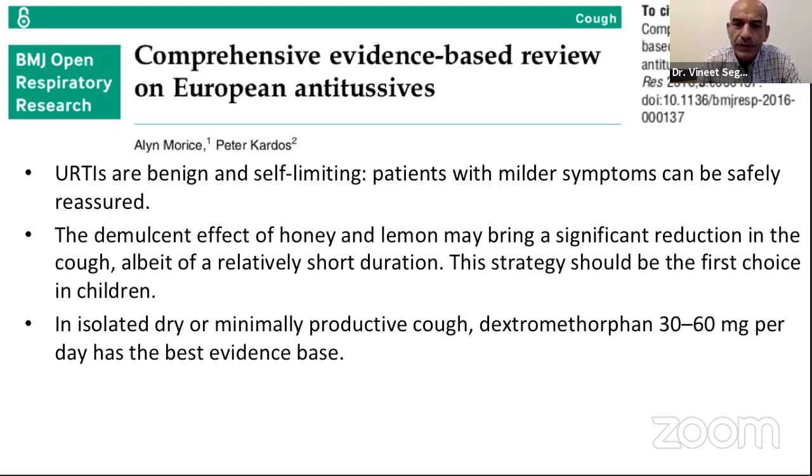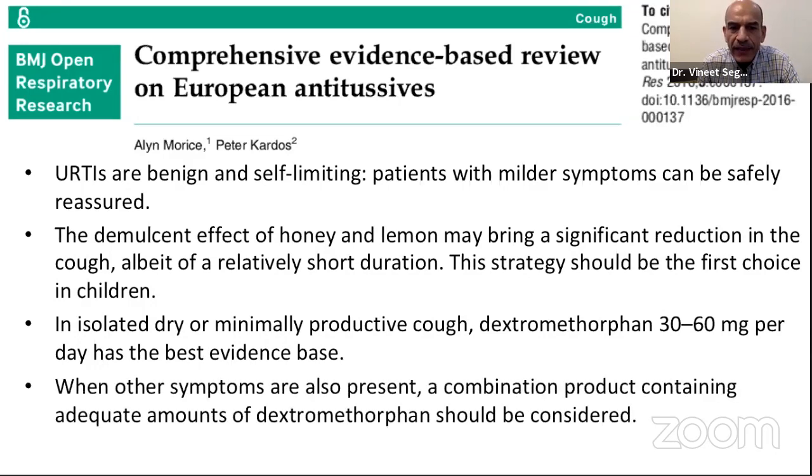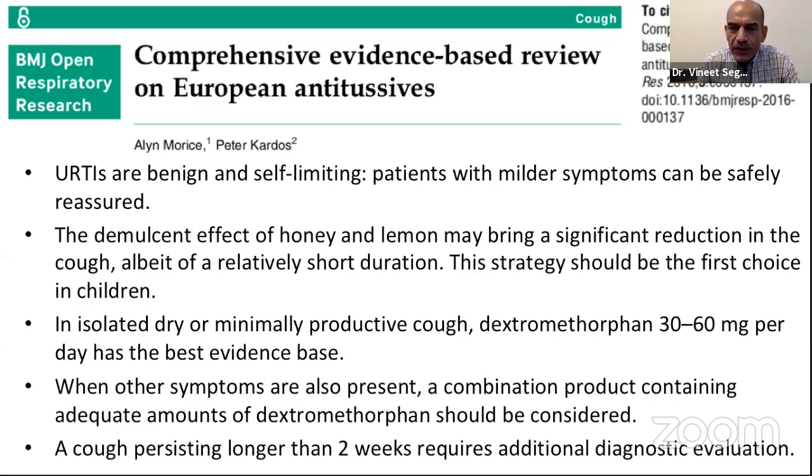They also went on to say that in isolated dry or minimally productive cough, dextromethorphan has the best evidence base. And the adult dose that they said was about 30 milligram per day. And they also said a cough persisting longer than 2 weeks should be evaluated, though most authorities take it as 3 weeks. So they promoted honey and lemon and dextromethorphan as effective, or more effective than placebo at least.